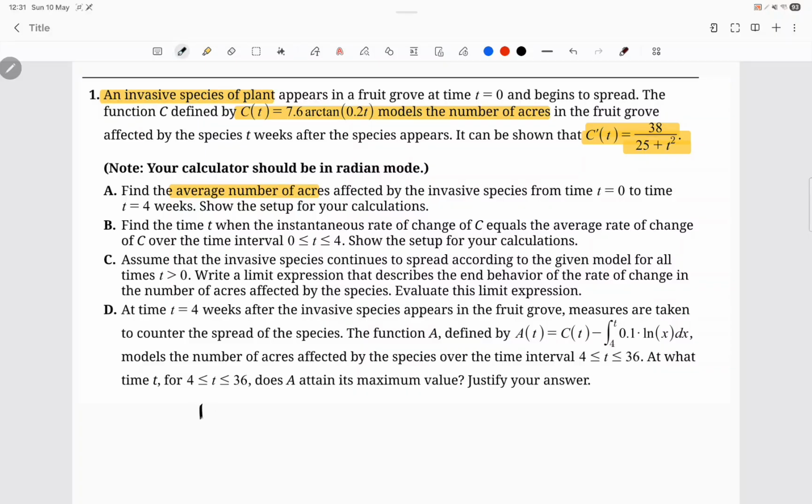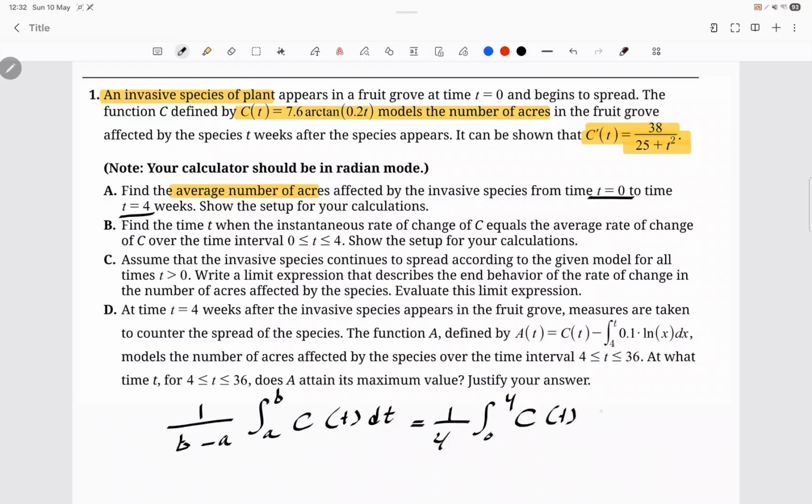So we're going to be saying 1 over b minus a integral from a to b c(t) dt. A is 0 and b is 4, so 1 over 4 integration from 0 to 4 c(t) dt. Let me show you how that's going to be done in Desmos. In Desmos, you must avoid trouble by plugging in x instead of t.